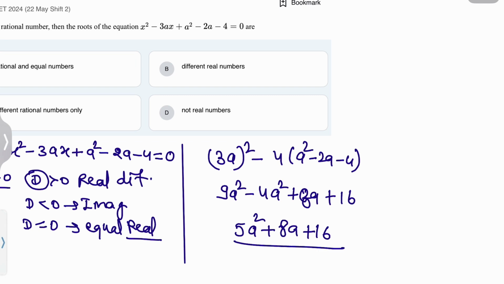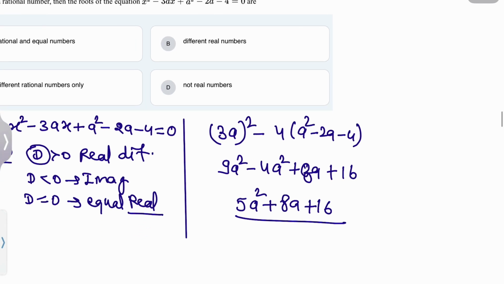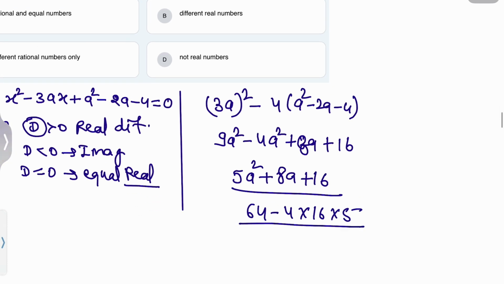So is the quadratic again. So quadratic is a check: any quadratic is always greater than 0. How to check it? Check the D. 64 minus 4 times 16 into 5. So that time D is less than 0.